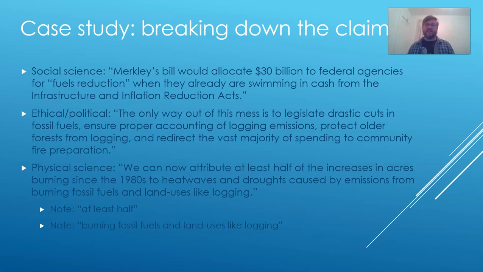So this is a social science claim because it's a claim about how human societies work, right? It's describing the contents of this bill in the Senate, and it's describing the consequences for agency budgets of these previous laws that had passed, right? The Infrastructure Act and the Inflation Reduction Act. And so if we were social scientists, and this was a social science class, we'd be maybe double checking that claim and seeing if he's accurately describing the bill, seeing if he's accurately describing the kind of money that these agencies have access to for fuel reduction because of these previous bills.